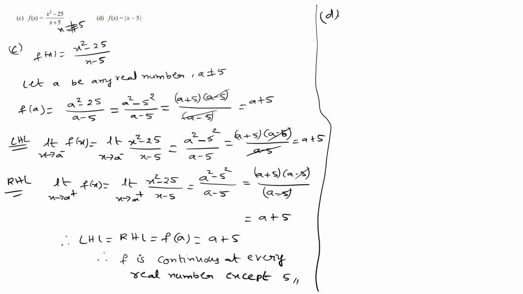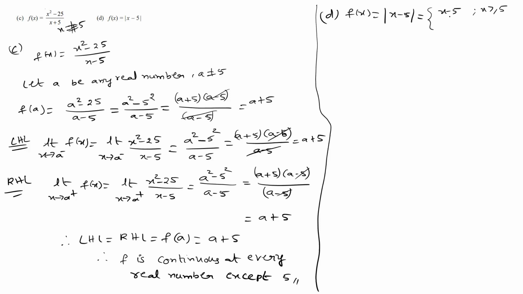See, next last problem D. D is nothing but f of x is equal to modulus of x minus 5. We know modulus means plus or minus value. So whatever we can take, that is plus or minus 5. So which is nothing but x minus 5 only when x is greater than or equal to 5.